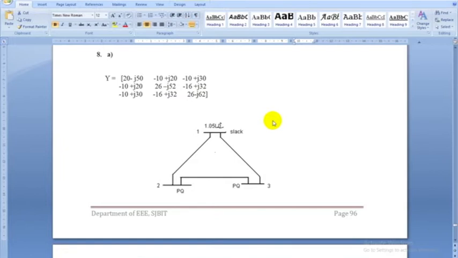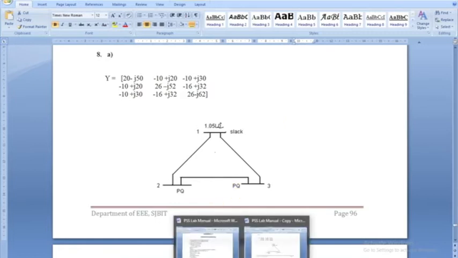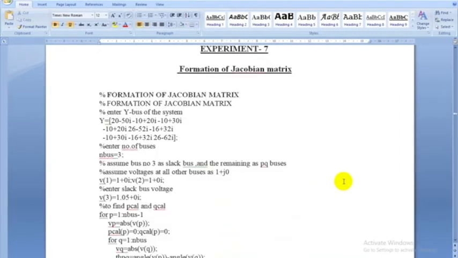Hi everyone, this is the video for the formation of Jacobian matrix. This is the Power System Simulation Lab experiment number 7. This experiment is all about formation of Jacobian matrix.